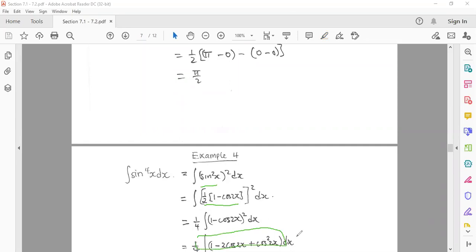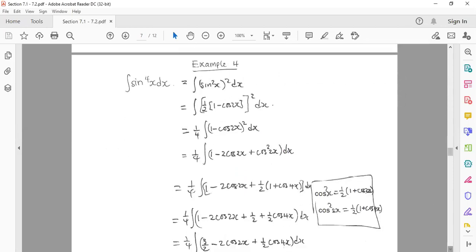Now you need to integrate each of those. We know how to integrate 1. We know how to integrate cos 2x. The problem is this, you have cos squared of 2x. You can't directly integrate it. Most of you make the mistake, you want to directly integrate it. Because it's a square here, we need to still apply half angle identities again, all right? So let me scroll down so that you see what it looks like.